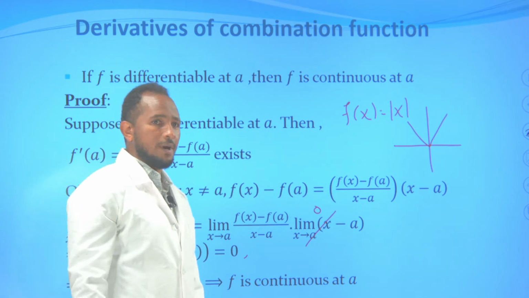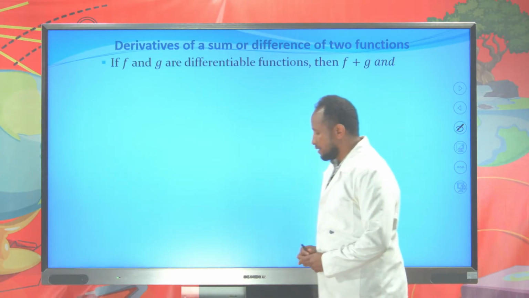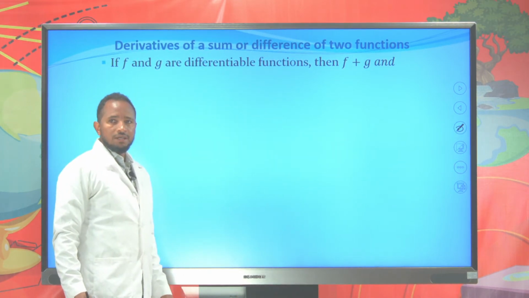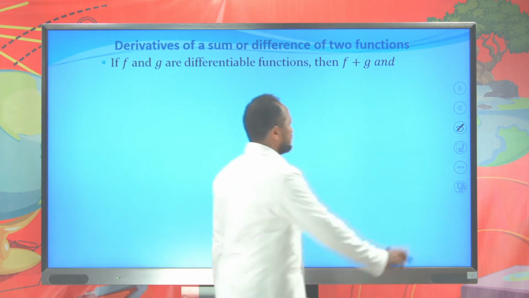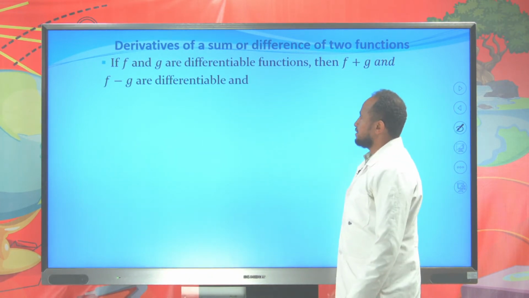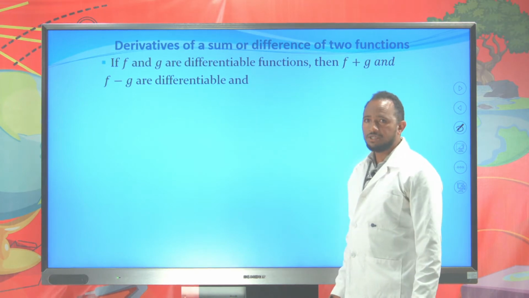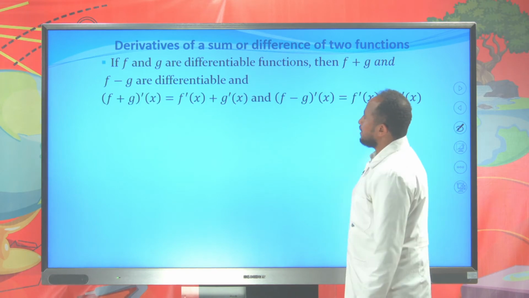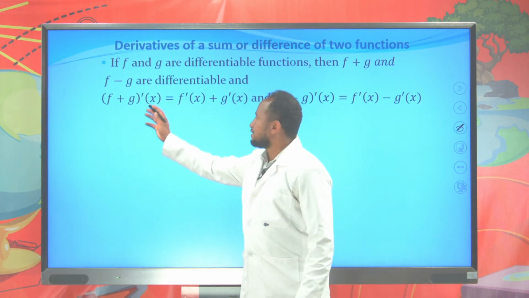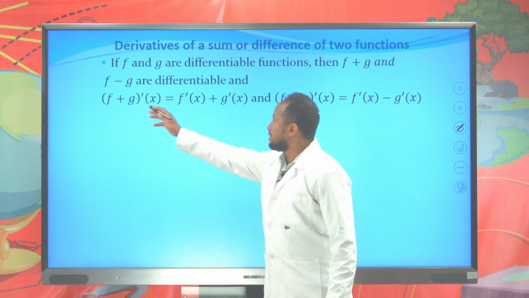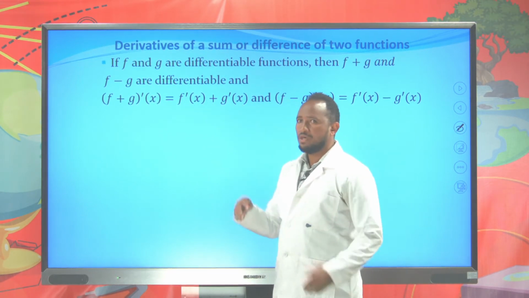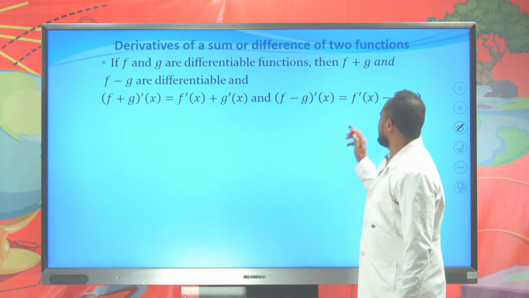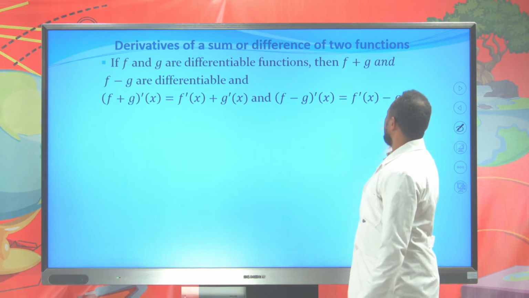Now let's continue to the next part. Now let's see this one. If f and g are differentiable functions, then f plus g and f minus g are also differentiable. And the derivative of f plus g of x is simply the derivative of f plus the derivative of g. And the derivative of f minus g is simply the derivative of f minus the derivative of g.